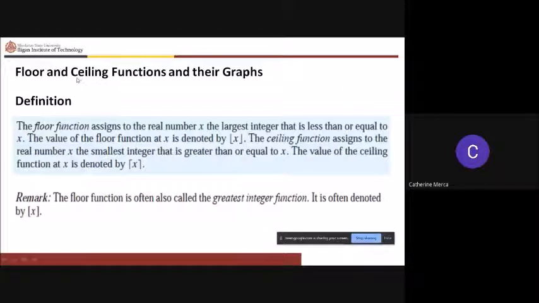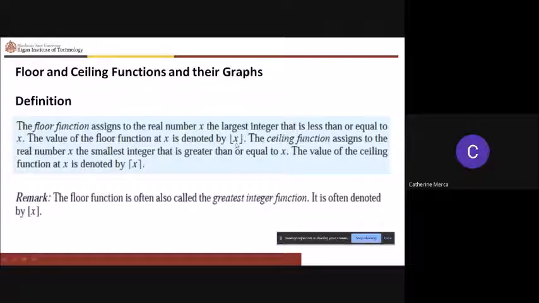Now we have what we call your floor and ceiling functions and their graphs. The floor function assigns to the real number x the largest integer that is less than or equal to the value x. So pag may floor function, ano siya? The largest integer that is less than or equal to x.